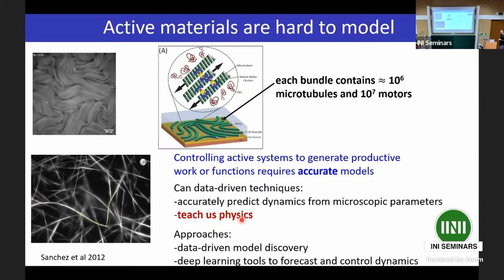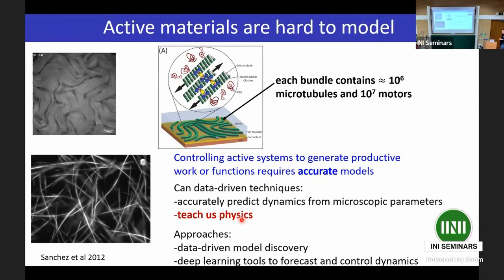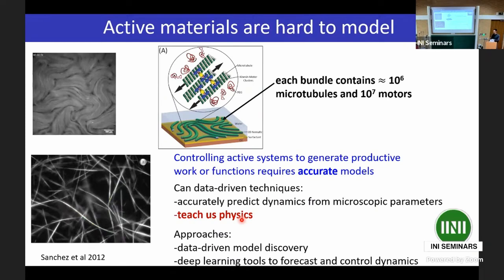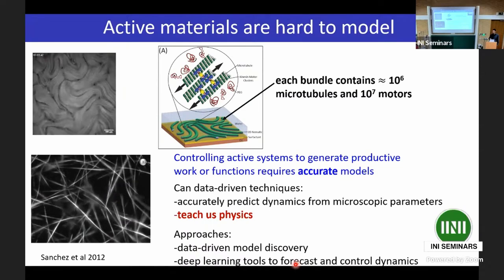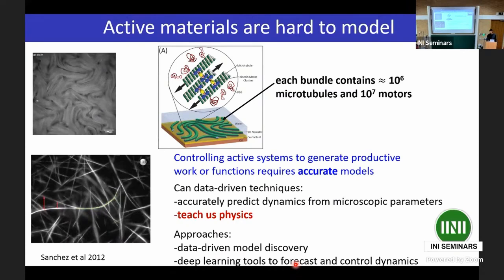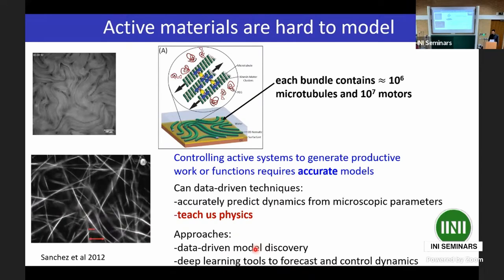So one is to take data and try to use that with an automated model discovery tool to obtain accurate physics equations. And then we combine that with methods from control to try to drive the system toward particular states. The other is you just throw the models out altogether and develop deep learning tools in reinforcement learning to try to control the dynamics of the systems. And to the extent that I have time, I'll tell you something about both of these, but I'm gonna start with the data-driven model discovery.